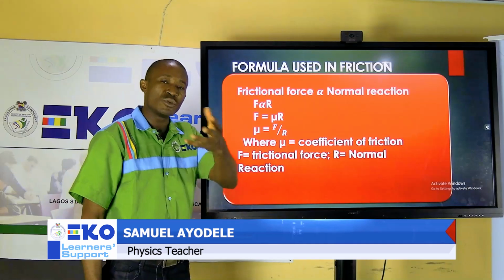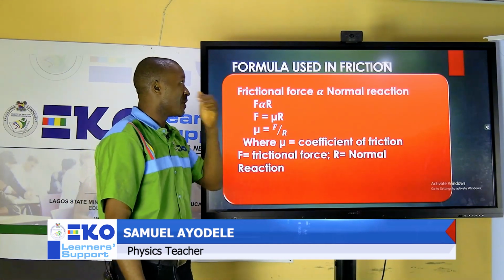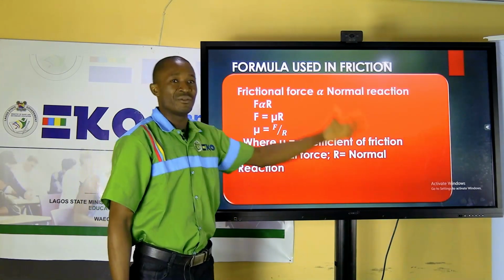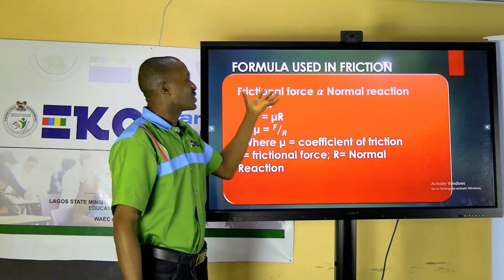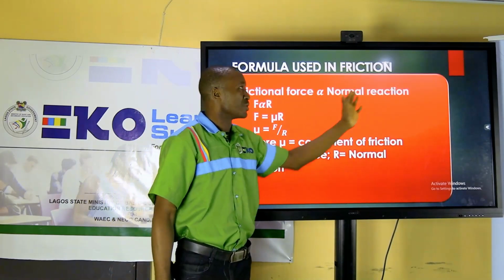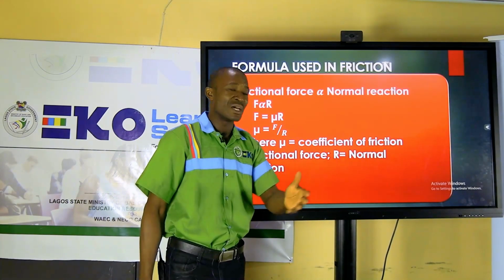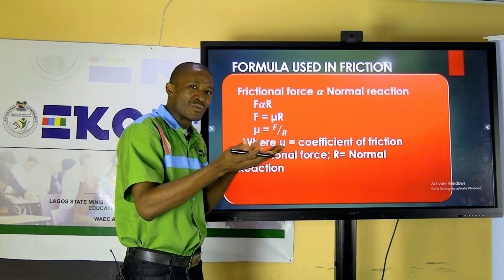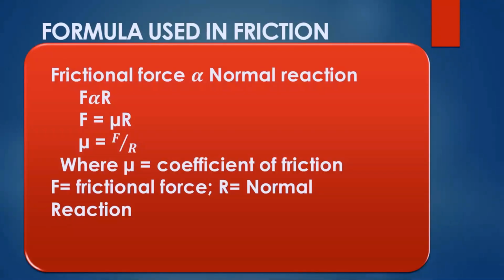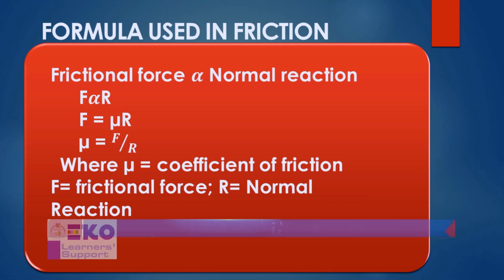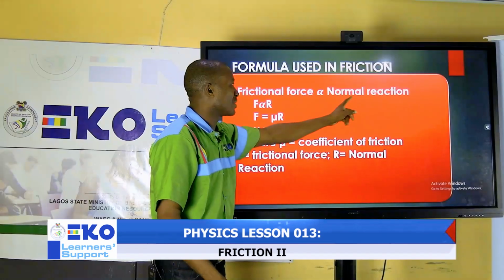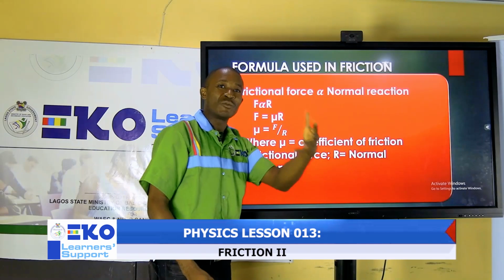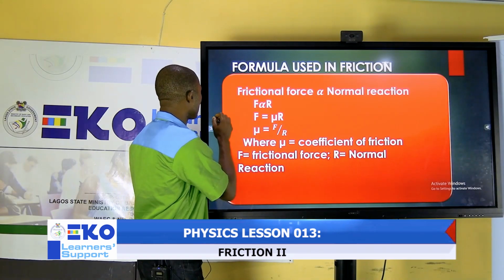Here, I want to show you how to get the formula that we use in friction. Look at this. Frictional force is proportional to normal reaction, which means that frictional force has a direct relationship with normal reaction. Implicit to that, whatever happens to normal reaction happens to frictional force. And normal reaction is a function of the weight of an object. Let's look at it this way.